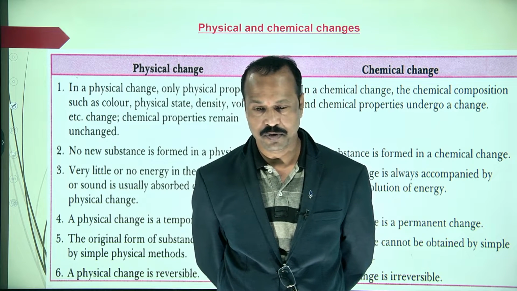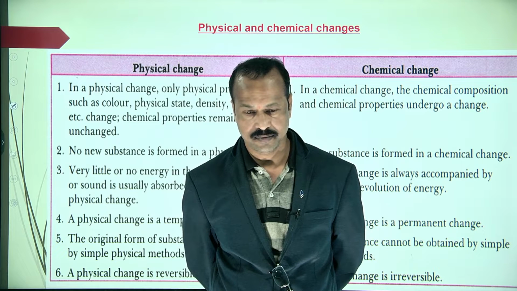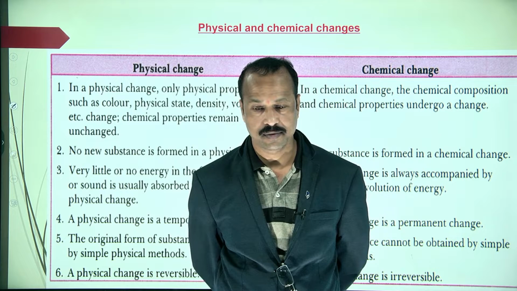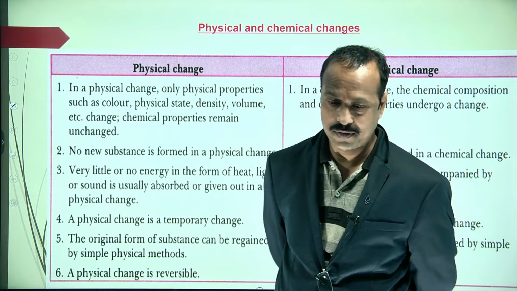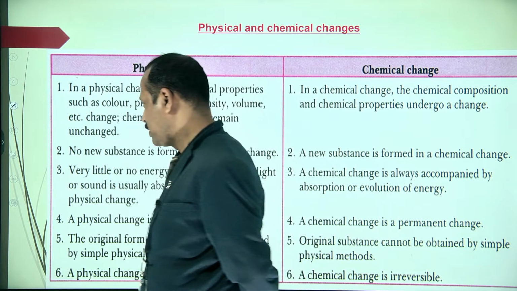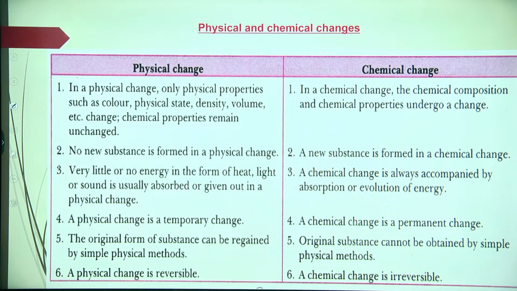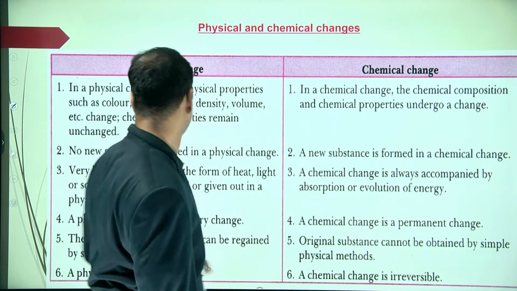Now can you give one example for both? Sir, a physical change is the conversion of water to water vapor and ice. Very good. For a chemical change, burning of wood or paper or any substance. Good boy. So take the screenshot of this one also. Very good. So now is it clear to you, physical change and chemical change? Yes, sir. Okay.